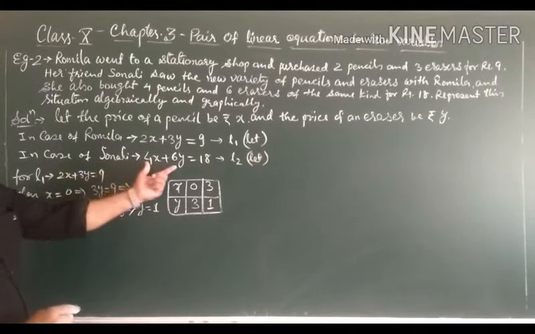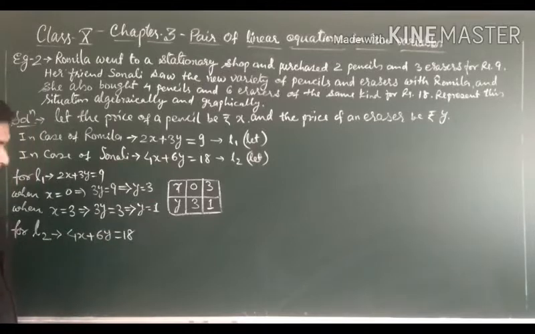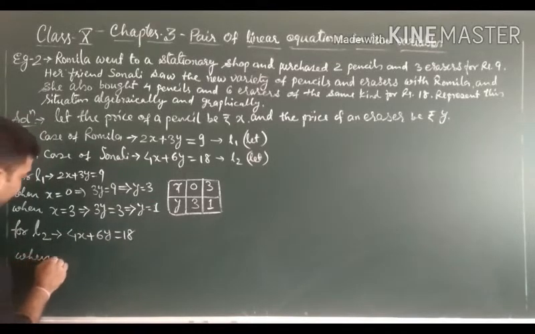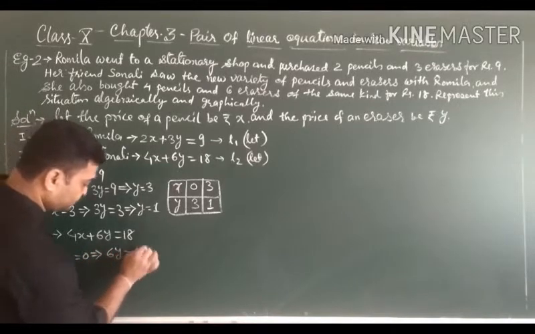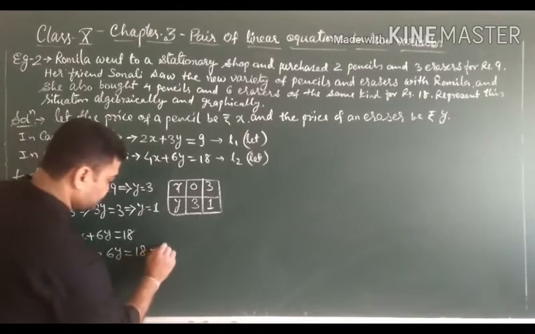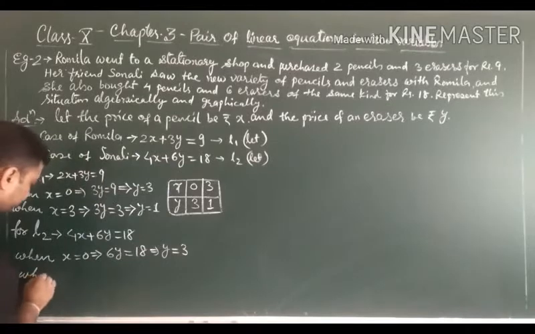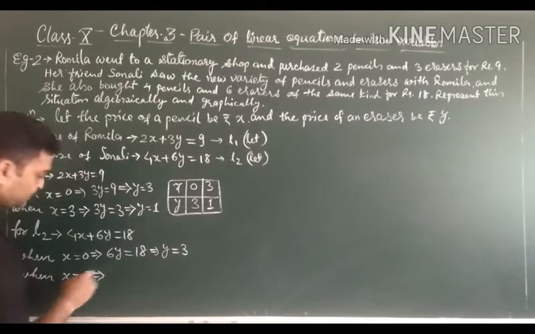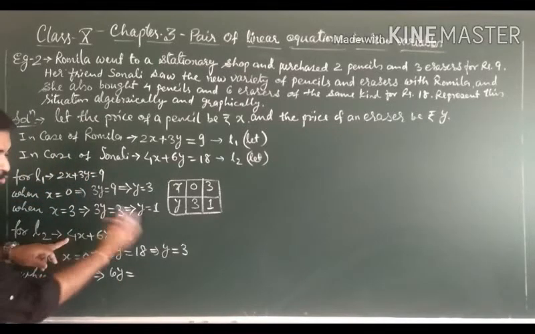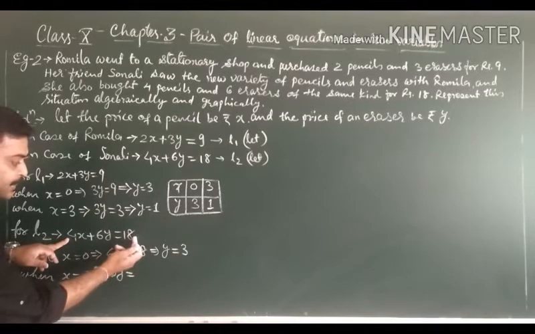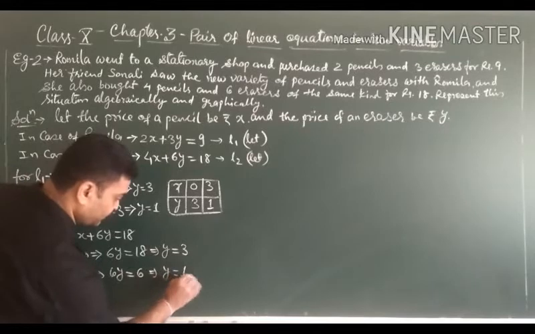For L2, what is L2? 4x plus 6y is equal to 18. Now put x is equal to 0, this implies 6y is equal to 18. This implies y is equal to 18 divided by 6, that is 3. And when x is equal to 3, this implies 6y is equal to 18 minus 12, 12 transposed from left hand side to right hand side. 18 minus 12, that is 6. This implies y is equal to 1.